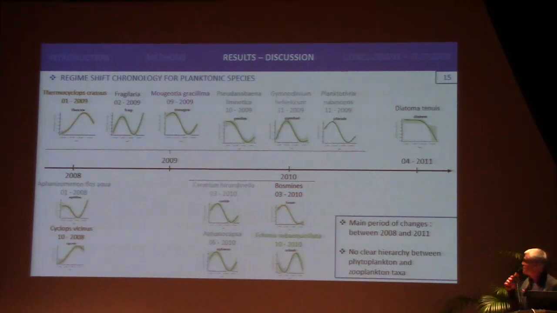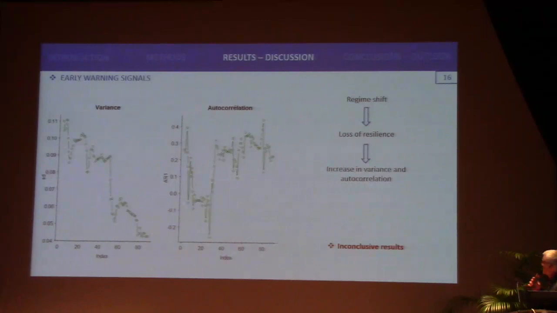Looking at early warning signals that could be responsible for this shift, when you try to look at this using statistical tools, one of the ways is looking at the variance and autocorrelation of the data, which are supposed to increase altogether. But this was not the case in our situation, so we were obliged to conclude that there were no conclusive results about that, and it was not possible to detect these early warning signals.